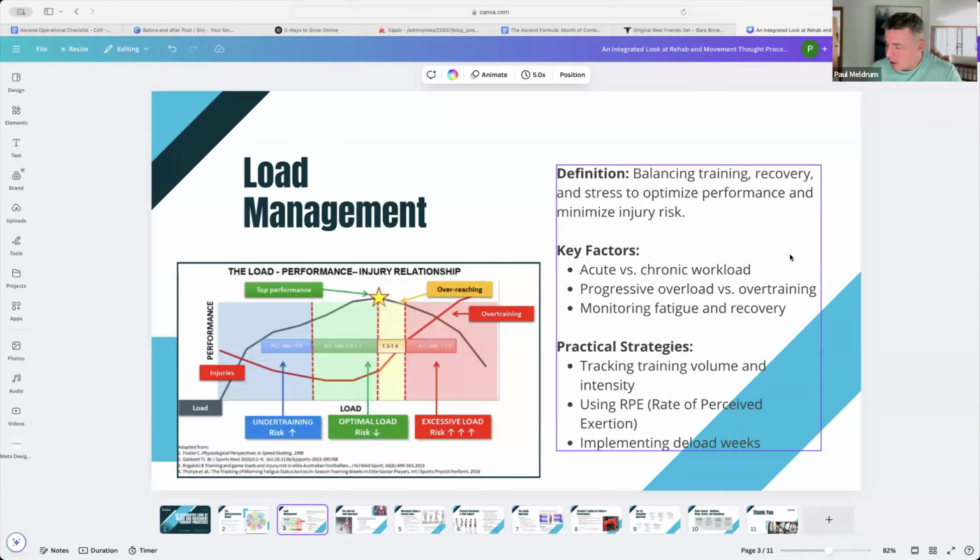You wouldn't go from squatting 100 kilos to 200 kilos in the next week because it would be overdoing chronic workload. And we would all understand why that person got injured. But with running it doesn't really click for a lot of people, but that's another discussion. Progressive overload versus overtraining. Overtraining is very hard to get. It's probably going to be more under-recovery, and monitoring fatigue and recovery.